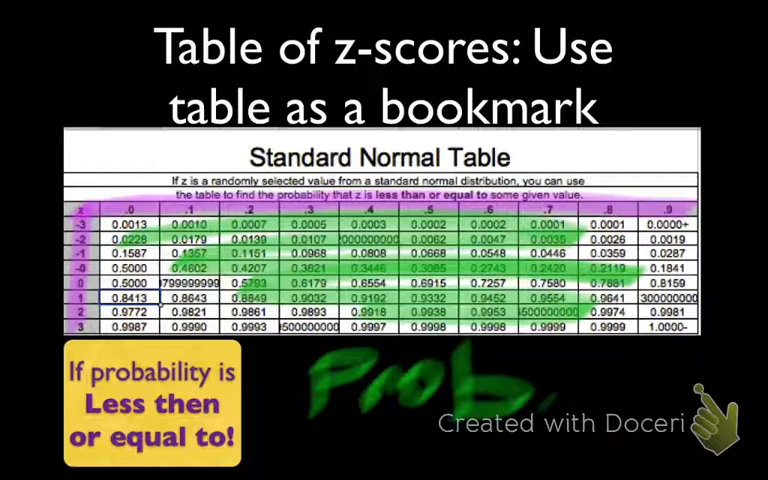This works, we can use it in its normal fashion if the probability is less than or equal to. You'll see what that means in the next slide, but you want to highlight that or maybe even write it on that table. If the probability is less than or equal to, we can use the table normally. If it's not, then we have to use a trick or two.